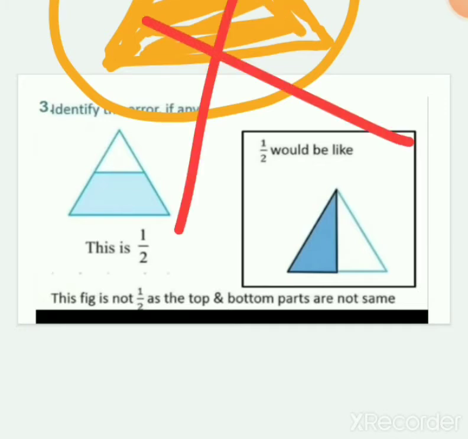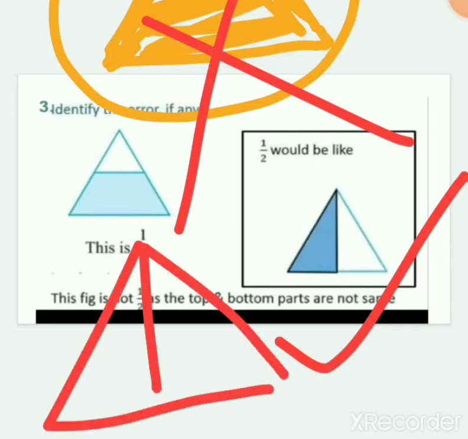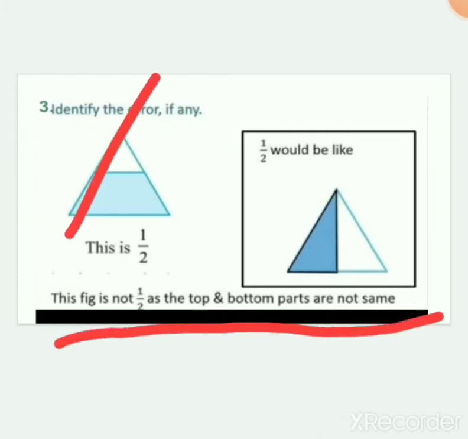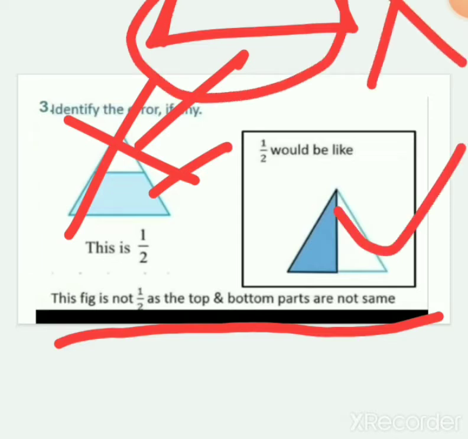No, this is the wrong way of dividing the triangle. This is not half triangle. If you will represent the triangle in a half, you have to represent it like this and you have to shade one portion. That will be half. Out of 2, only 1 is shaded. This figure is not half, as the top and the bottom parts are not the same. It is smaller and this is not the shape of a triangle. It is wrong. This is the right way to represent.